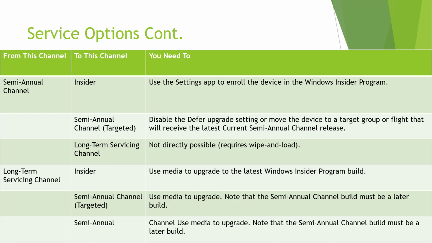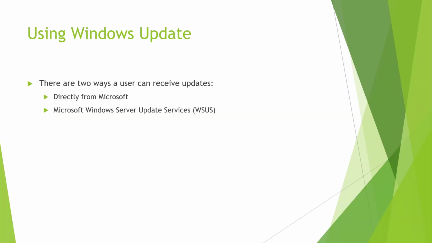Lastly, if you want to move from the long-term service channel to a semi-annual channel, you use the media to upgrade, and note that the semi-annual channel build must, again, be a later build. So those are the different avenues for how to upgrade from a single channel to a different channel within the Microsoft programs. Microsoft Updates have two main ways to do updates: directly from Microsoft, or if you're in a business realm, you can do Microsoft Windows Server updates.